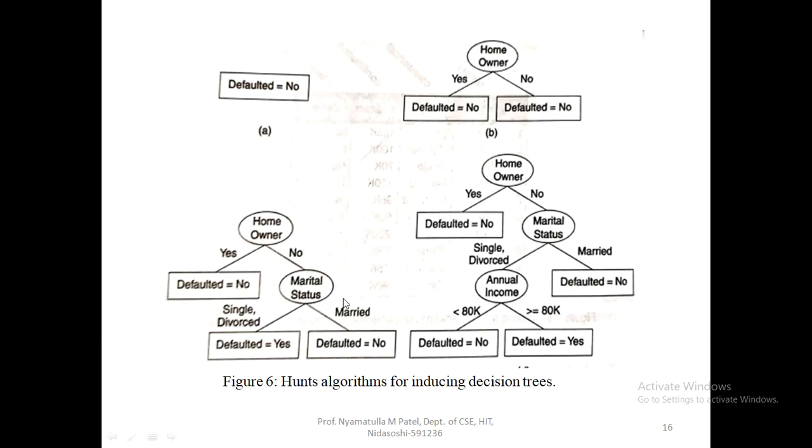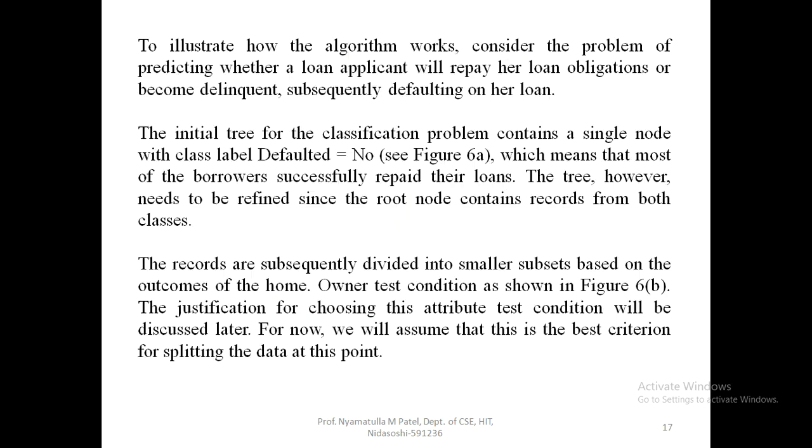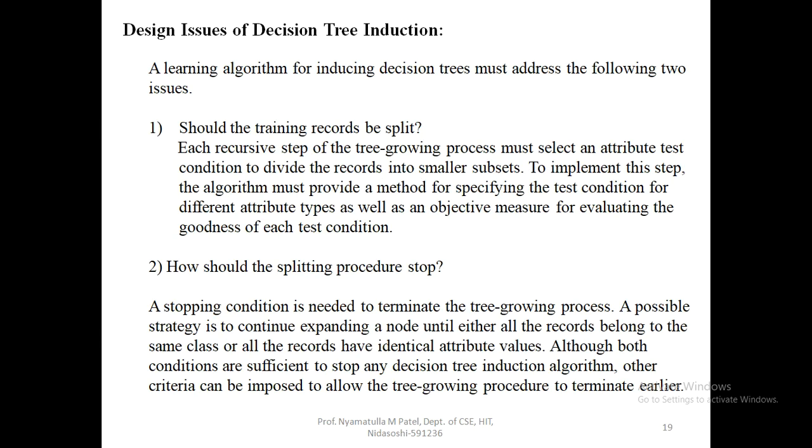Hunt's algorithm is applied recursively, step by step, so that a particular person belongs to the class to which they belong. If a particular person has repaid the loan, they should belong to the defaulted class no. If a person has taken the loan, whether homeowner, married, single or divorced, or with annual income less than or greater than 80k, I need to exactly classify whether that person belongs to default class no or default class yes.